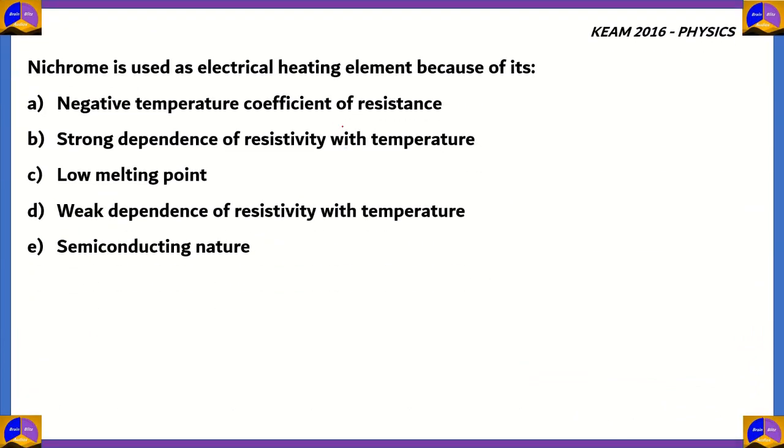Now, let's look at the last question for this particular episode. Nichrome is used as electric heating element because of its A, negative temperature coefficient of resistance, B, strong dependence of resistivity with temperature, C, low melting point, D, weak dependence of resistivity with temperature, E, semiconducting nature.